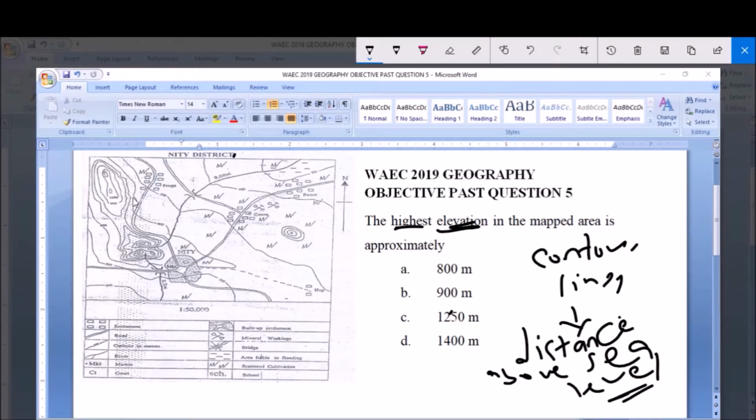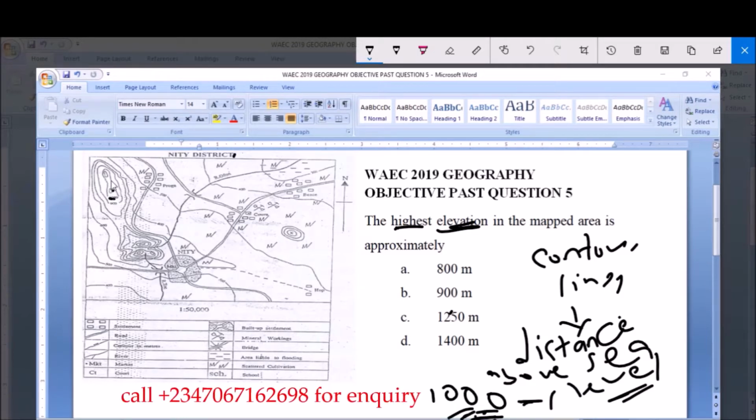Now with the contour lines here, the highest number here is 1000. So the first clue is that the highest point should be around this figure, either just above or just below this figure. Now there are also more contour lines here, only that they aren't numbered. So it is a safe pointer that the highest point should be above 1000, but not too far above 1000.